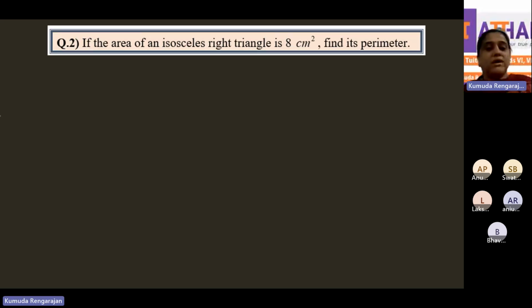Okay. So again, it is an isosceles right triangle. Two sides are equal. The legs are the equal sides, not the hypotenuse. The two legs are the equal sides. The hypotenuse is called the base. If the area is given to you as 8 centimeters square, find its perimeter.